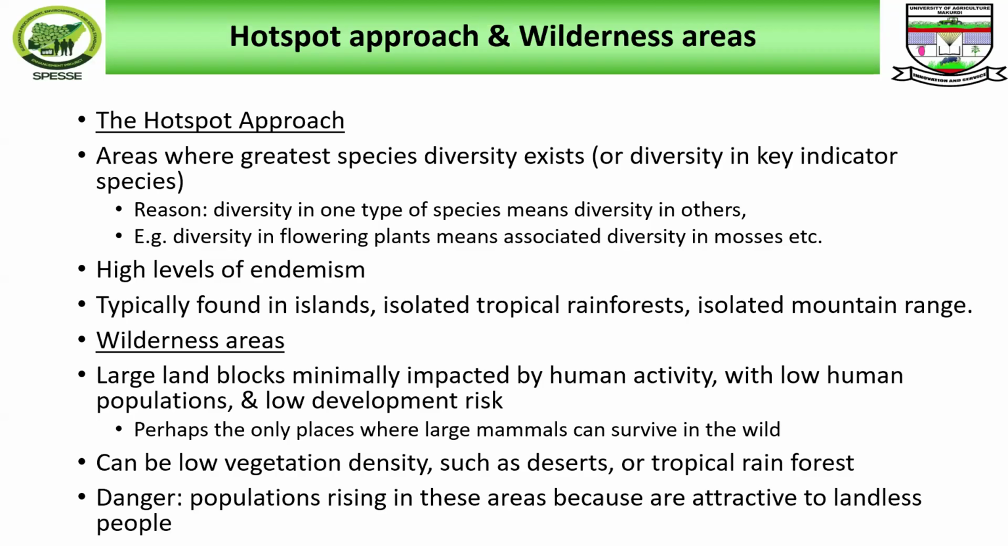Wilderness areas, that's another approach, is to have large land blocks minimally impacted by human activity with low human populations and low development risks. These are perhaps the places where large mammals can survive in the West. There can be low vegetation densities at deserts and tropical rainforests.